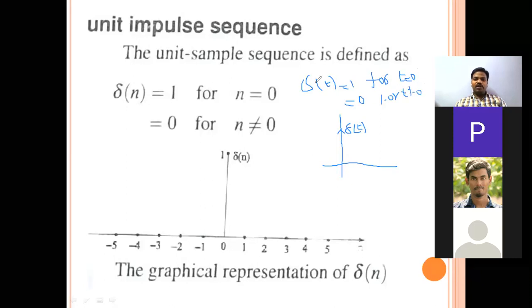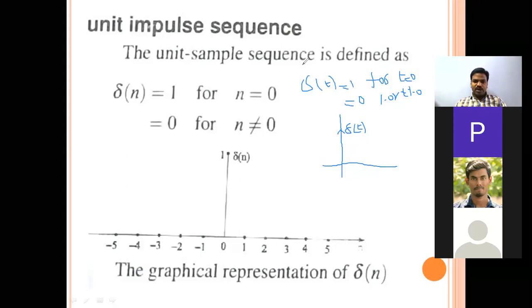What is the difference between this continuous time signal representation and discrete time signal representation? In both the cases, you are having the value at only n is equal to 0 in the case of discrete and t is equal to 0 in the case of continuous time case. But here, one important doubt has to rise in your mind. Sir, what is the difference between delta of t and delta of n? Delta of t is a continuous time signal, delta of n is a discrete time signal. But in both the cases, the mathematical representation says that delta of t is equal to 1 at t is equal to 0.